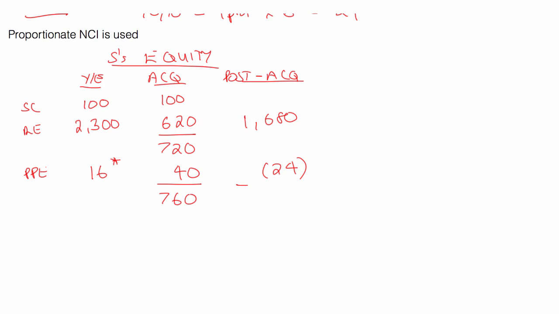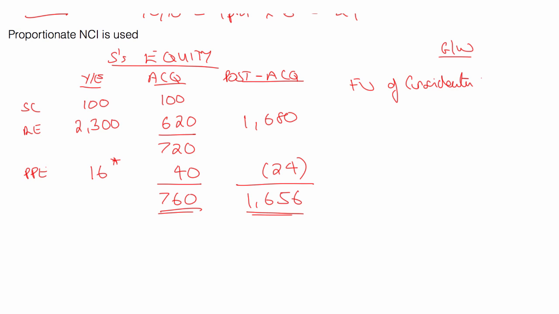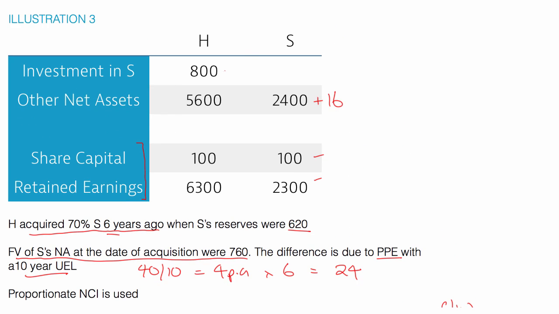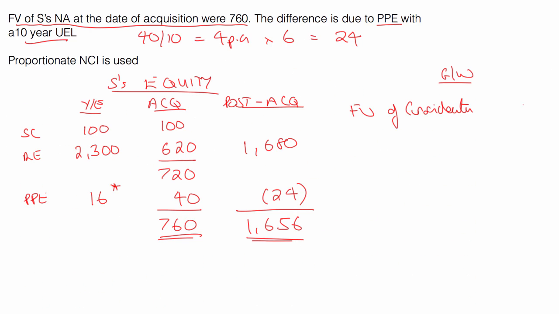So far so good. I can just add that down then now. So 1680 minus 24 is 1656. Super. Now I can get on with my goodwill working then. Fair value of consideration, fair value of what I paid for it. I normally get that from the SFP, 800. That's what I paid for it. Perfect. Fair value of net assets acquired at the very bottom. I've already worked that out. That's the same as the fair value of my equity, 760.